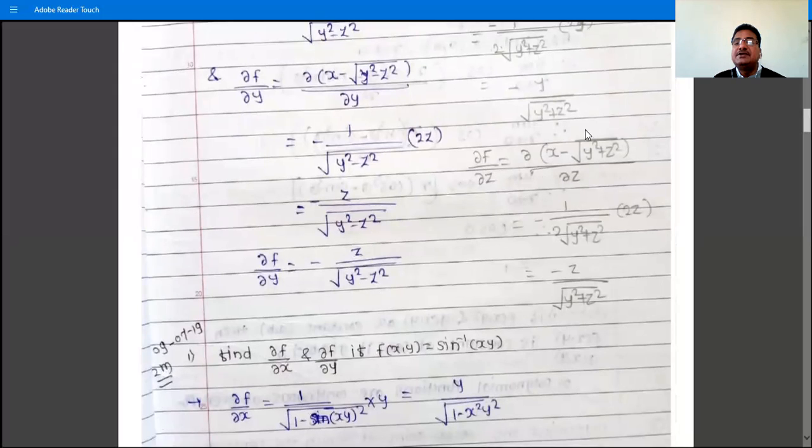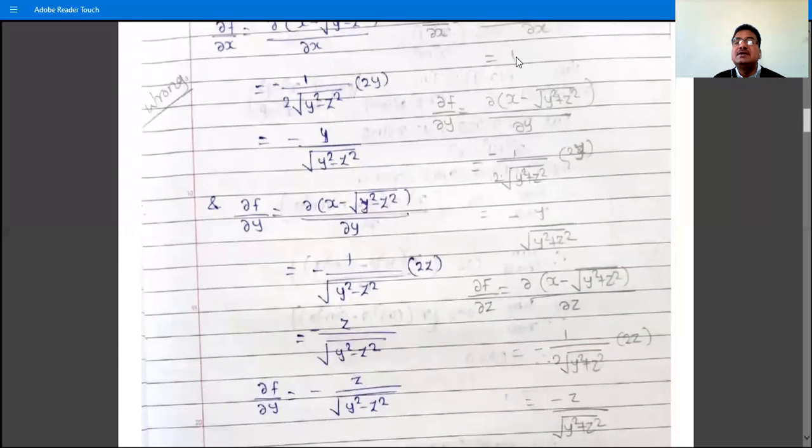And what is the partial derivative with respect to z? The derivative of x is 0. And the derivative of this quantity is minus 1 by 2 times root y square plus z square into the derivative of y square plus z square with respect to z, which is 2z. So this answer is correct. This answer is correct, and this one is correct too.